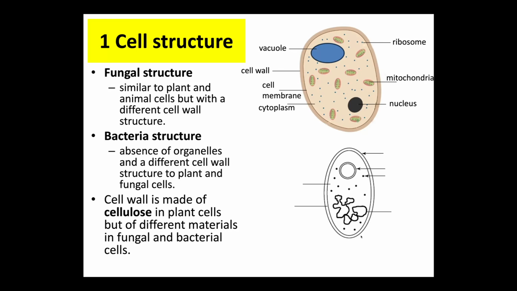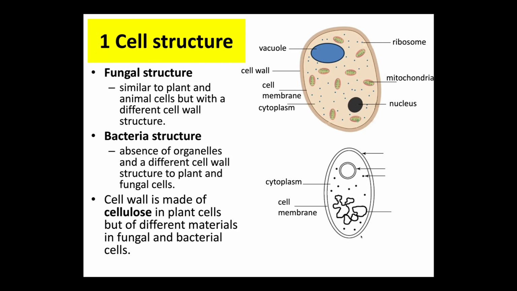The bacteria structure. Now, the bacteria is probably the most different cell compared to the other ones. It lacks a number of the important organelles that other cells have, and it has additional structures as well. As well as that, the cell wall, which it does have in common with both the fungal and plant cell, is made of a different material. It's not made of cellulose like the plant cell is. Okay, so the cytoplasm, similar to the other cells, site of chemical reactions.